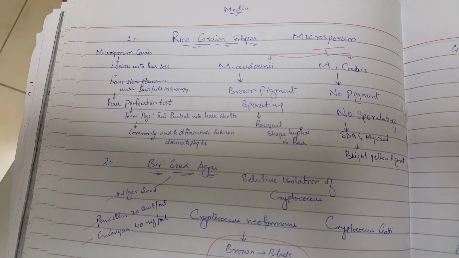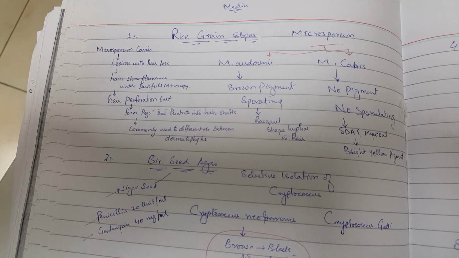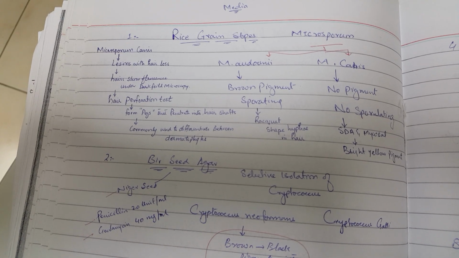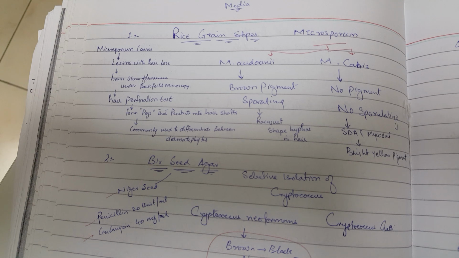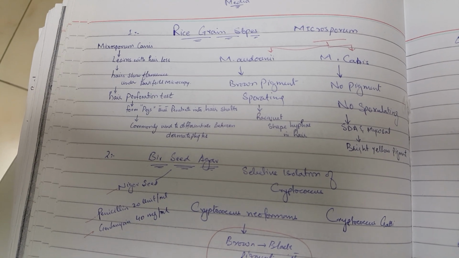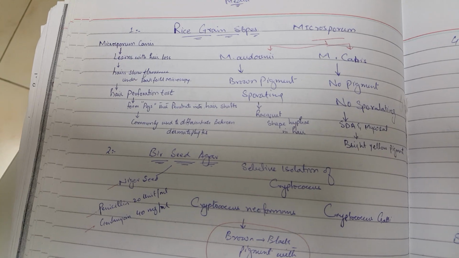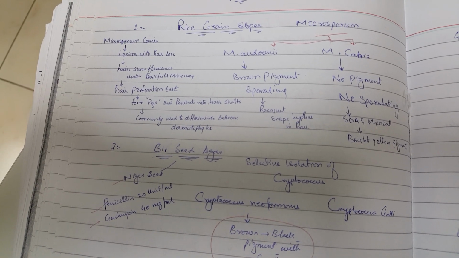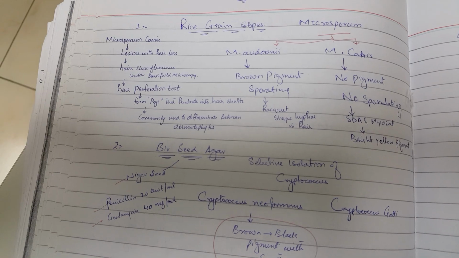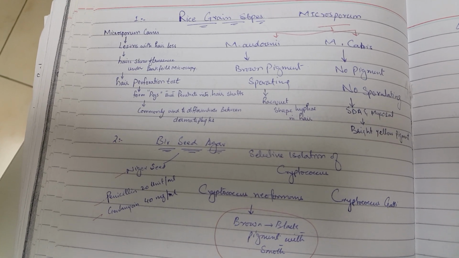So for M. canis, SDA and mycosel are used. On SDA and mycosel, M. canis produces a bright yellow pigment. M. canis lesions show hair loss, and the hair shows fluorescence under the Wood's lamp. The hair perforation test, where the organism penetrates into the hair shaft, is commonly used to differentiate between the dermatophytes.